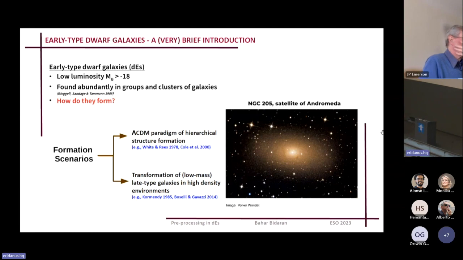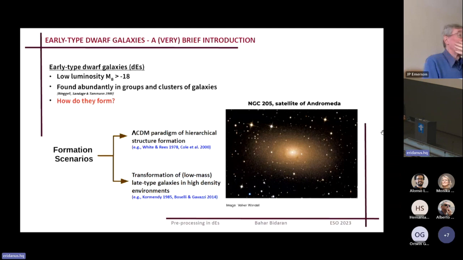They are, as you can see from the picture over there, NGC 205, one of the most famous cases in our local group. They are dominated by red light, meaning that they have old stellar populations, and also studies show that the star formation rate in this type of galaxies is very low, if any. And despite the fact that they are one of the most abundant type of galaxies in the universe, we are far from a detailed picture of how these type of galaxies have been formed.